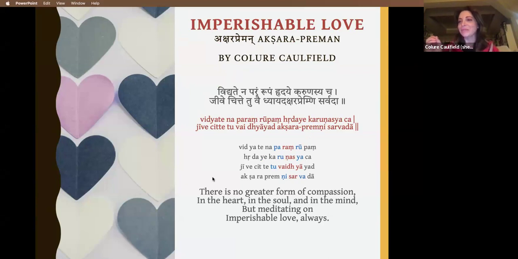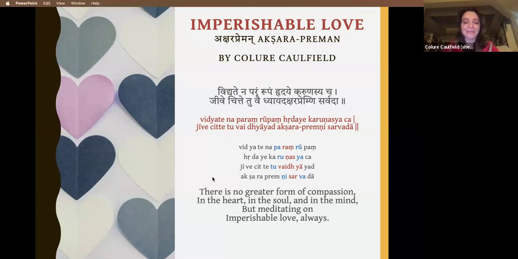Hridaye is one of those words, like the heart, that I love in the heart. And Akshara is another one too, imperishable. I love the sound of that word too. So I think I somehow had to unconsciously work those words into these verses.